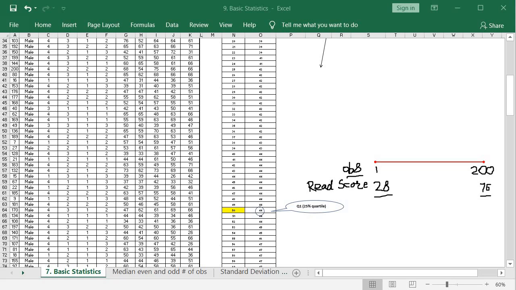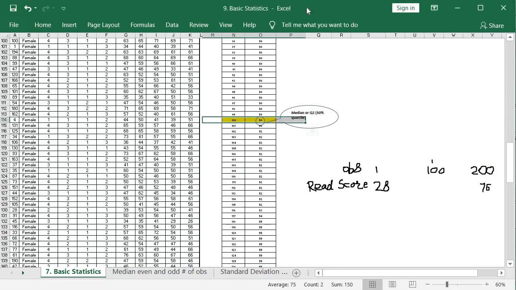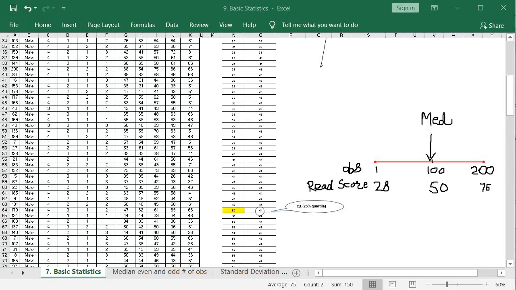The median would be exactly the middle value, which would lie somewhere around the 100th observation. The median that was coming up next to the 100th observation in this table was 50. So our Reed score 50 is represented like this to represent the median. So median divides your data into 50%: 50% on the left, 50% on the right.